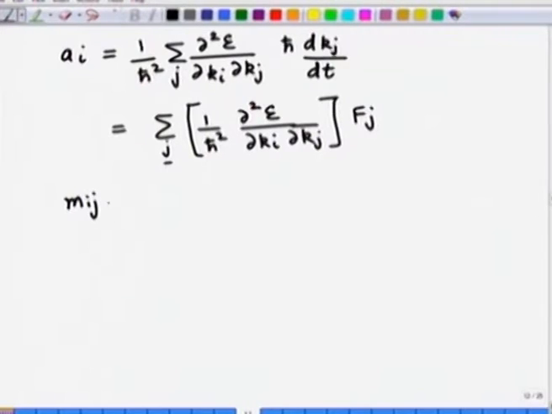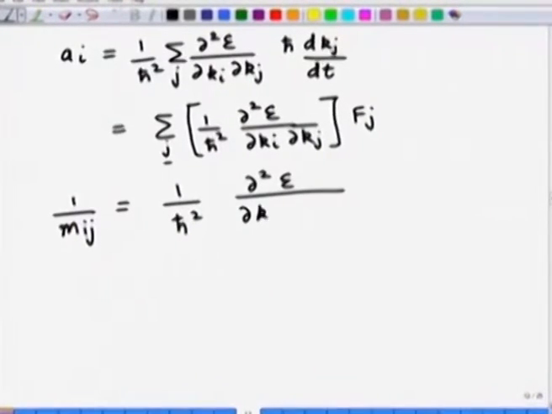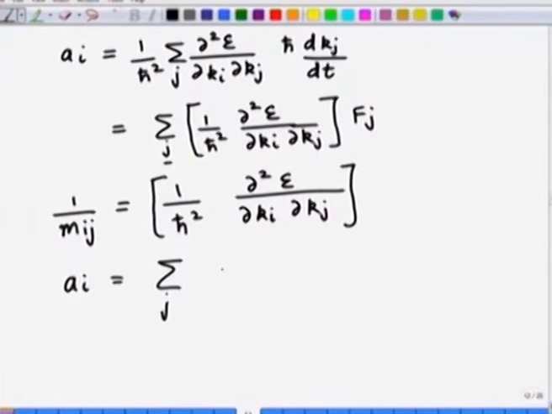What it means is, forget about it for a minute, that quantity let us define as 1 over Mij, inverse of this quantity. Let us define the inverse of this quantity Mij as equal to 1 over h bar square del square E by del k i del k j. Now, if that is the case, I can substitute a_i as summation over j, and then I can write this quantity as 1 over Mij f_j.